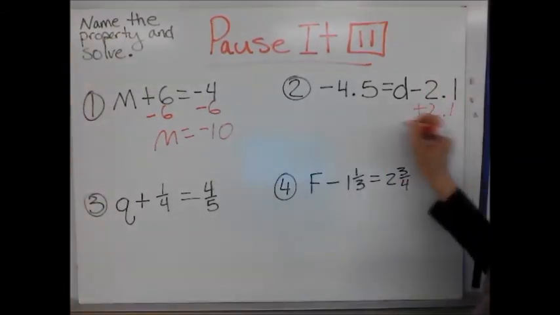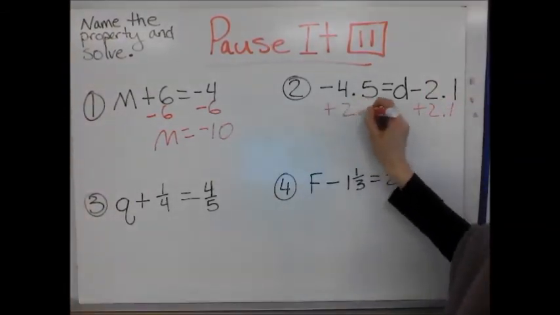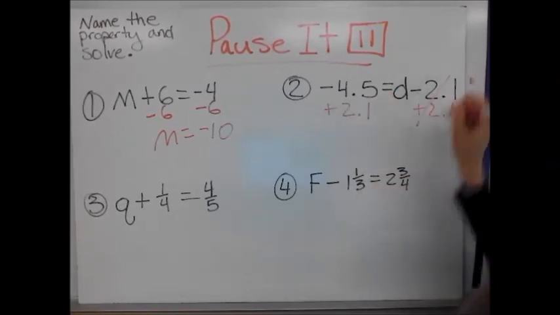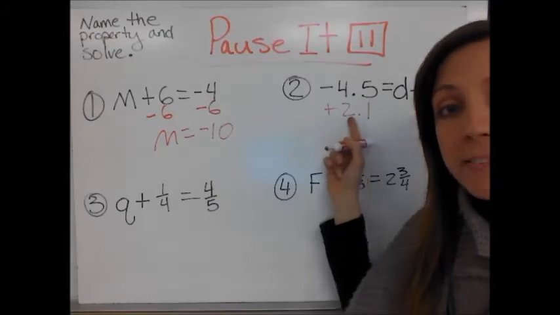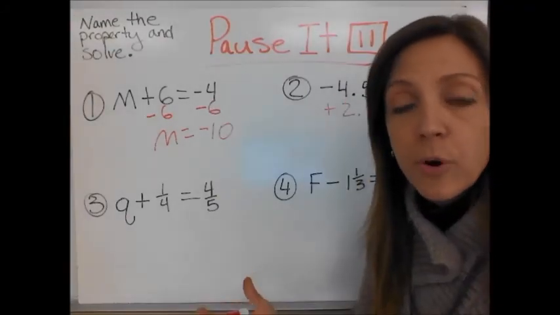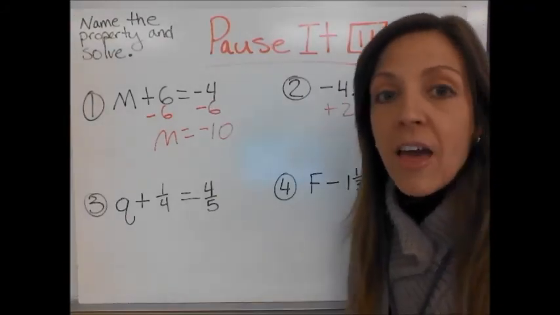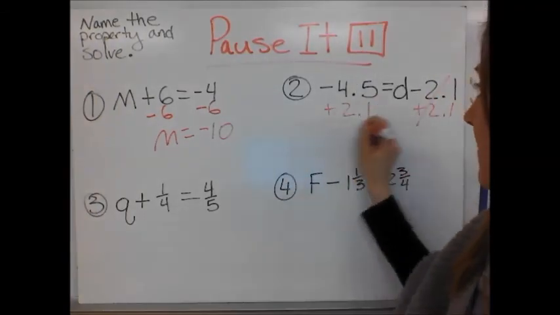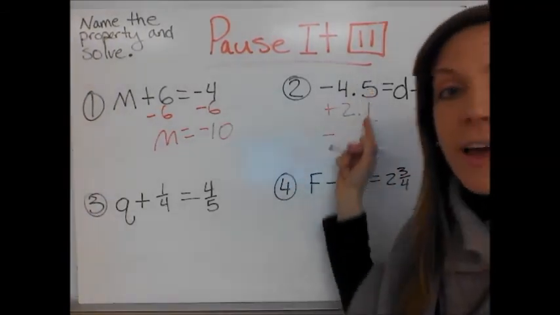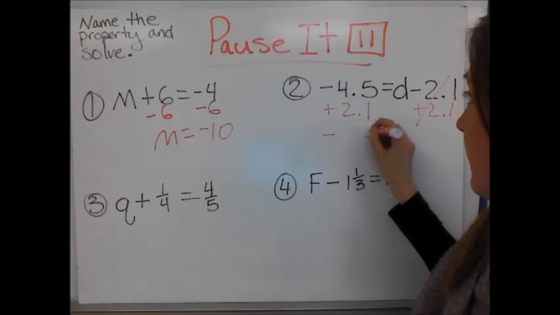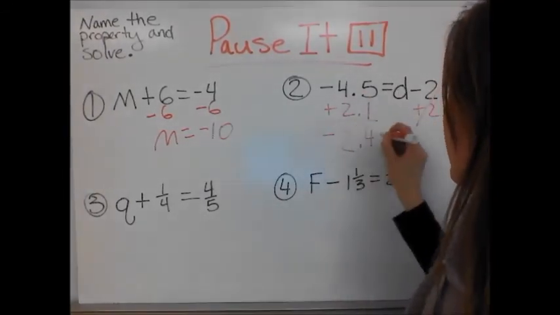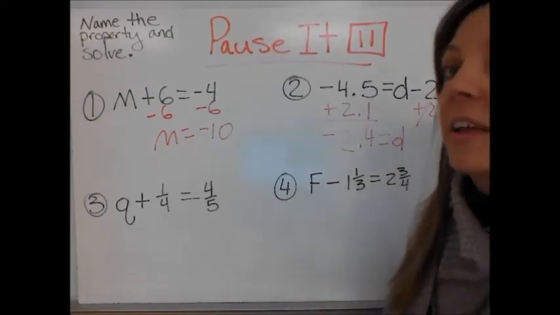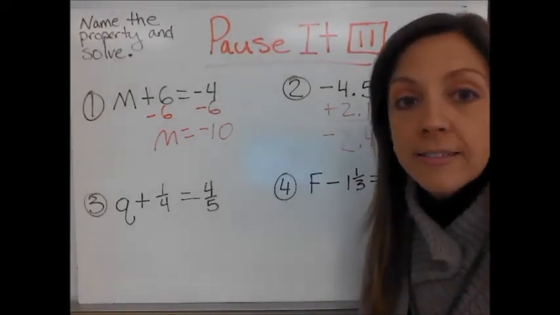Plus 2 1/10 plus 2 1/10. And that's going to cancel out. And if I add a positive and a negative, I got to ask which one has more, positivity or negativity? There's more negativity. And I'm going to subtract. 5 minus 1 is 4. And 4 minus 2 is 2. So D equals negative 2 and 4/10.